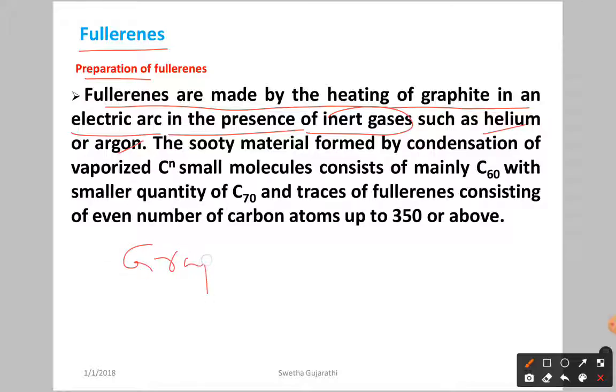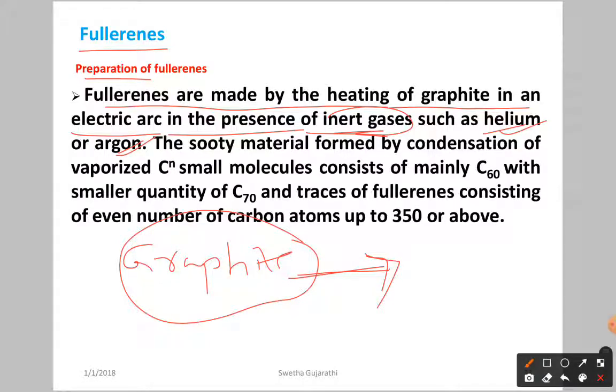Graphite in the what? In the electric arc, one type of operator. In the presence of what? You are going to use inert gases, what? Helium and argon. Now, what happens once you heat the graphite? It is going to form some sooty material, like a messy type.